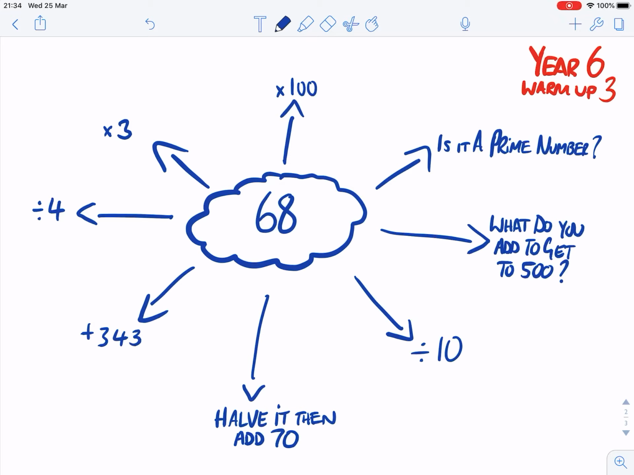So welcome back, Year 6, to your third warm-up. Hopefully you're comfortable now using the cloud method.